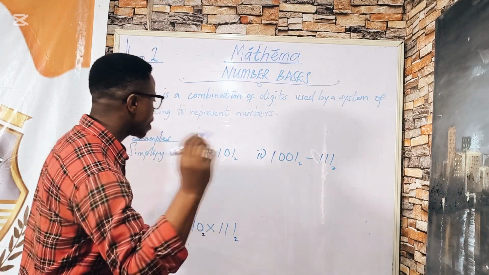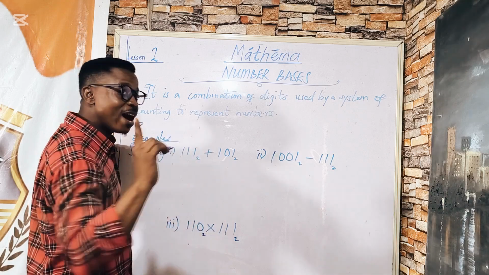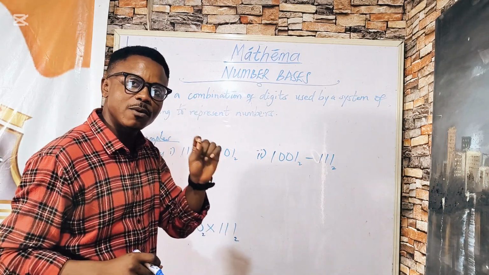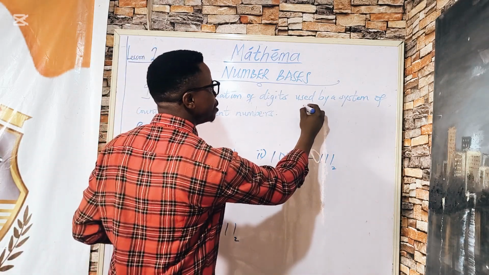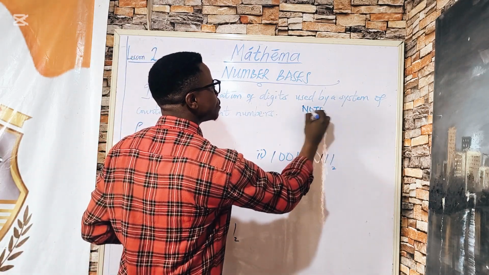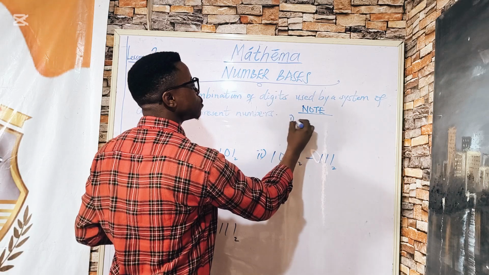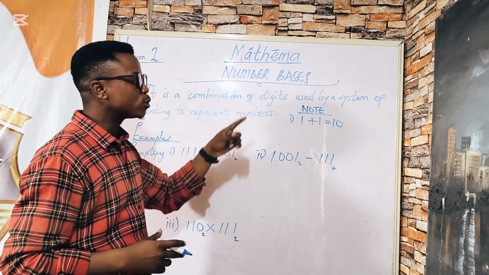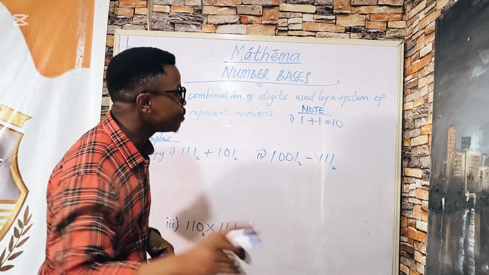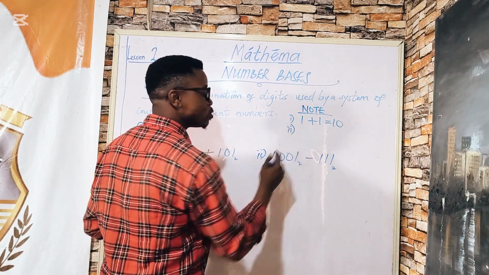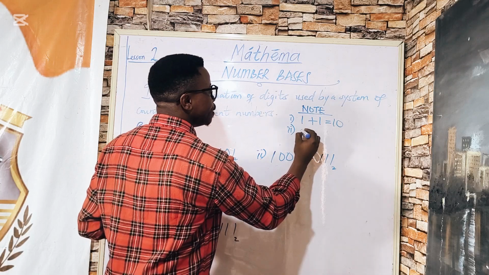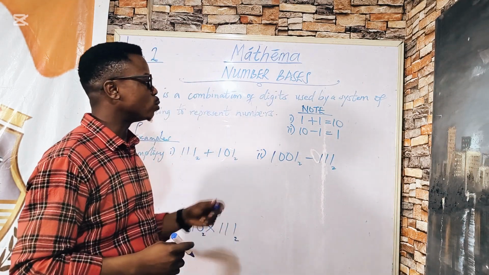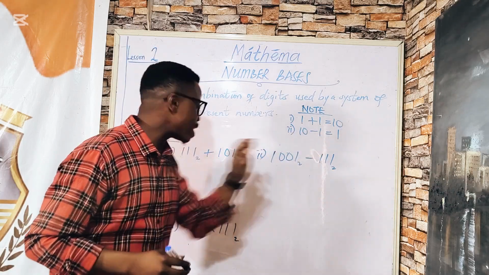So for the first one, we're going to be solving. Now it is important we note that in the binary system of numbers, you must take note of the following keys. The first note is that in binary, 1 plus 1 is equal to 10. That's our first note. While the second note, as we come into this topic, is that 10 minus 1 is equal to 1. Now with this understanding, let's come to this.